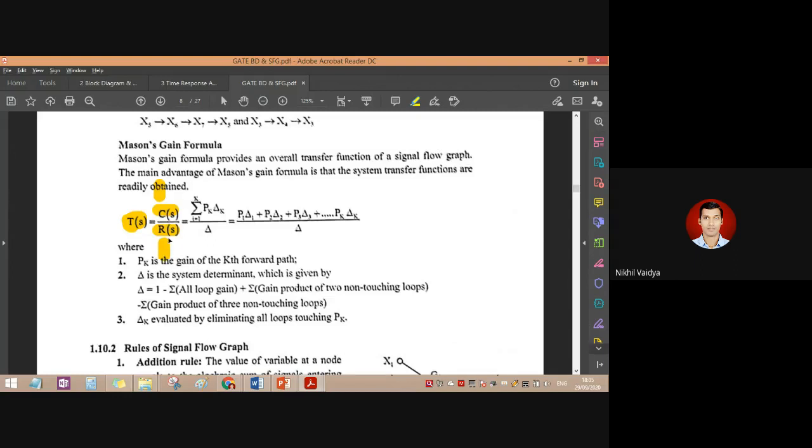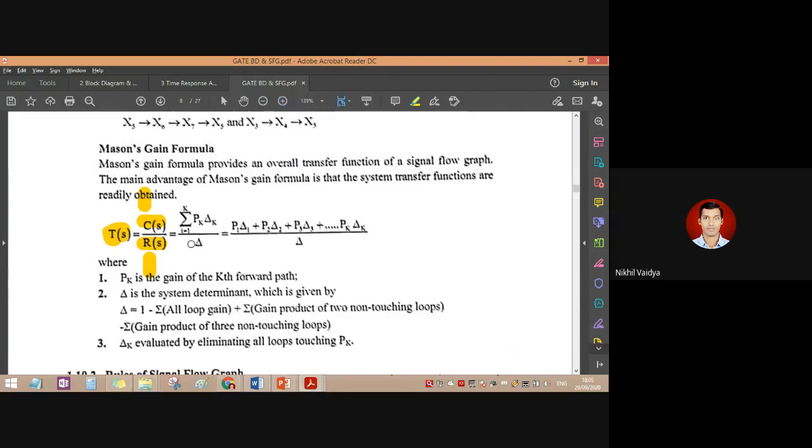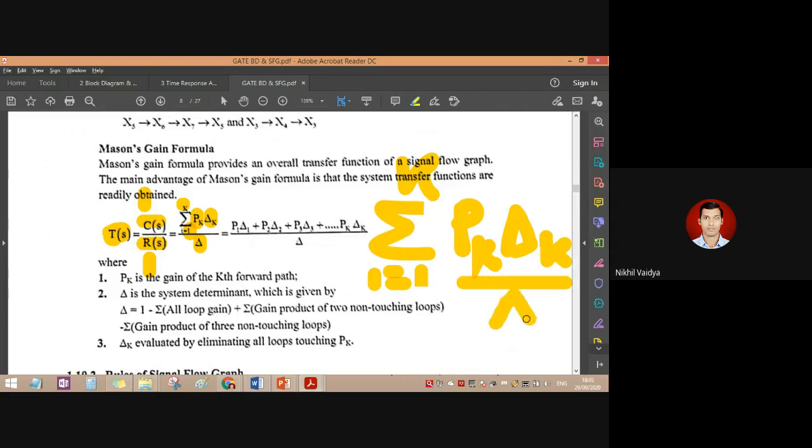C of s upon R of s is equal to, see here it is mentioned, the formula is like this: summation from i equal to 1 to k, Pk into delta k upon delta. You have to remember this. I am writing it here in bigger font. Sir, what are this Pk, delta k and delta? So we will see now.